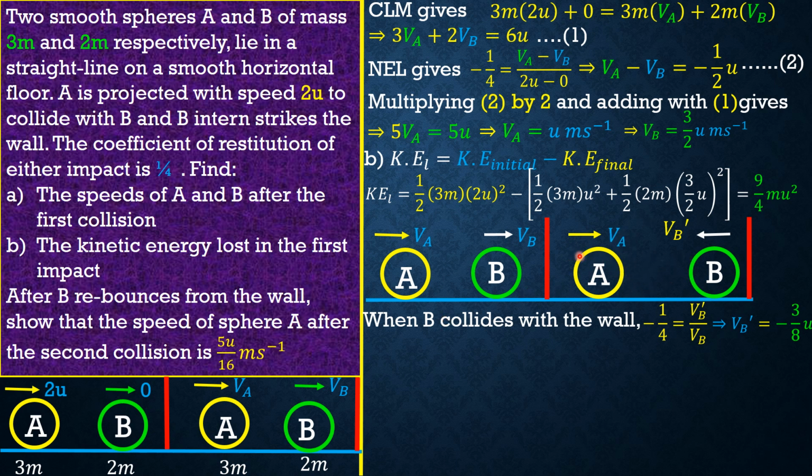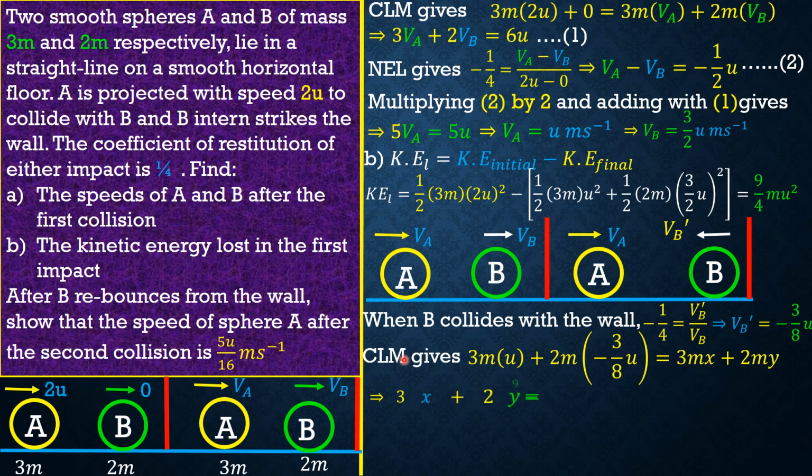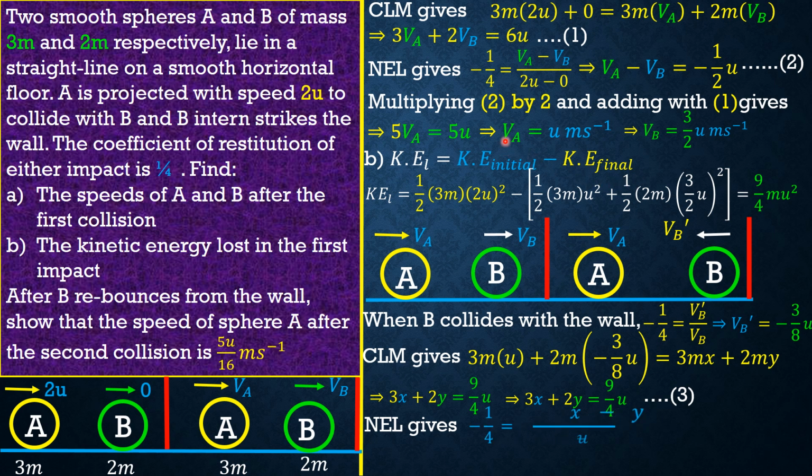When they collide now, friends, we can therefore apply our Newton's law of restitution, as well as the conservation of linear momentum. So let's start with the conservation of linear momentum, which is going to give us the momentum of A. The mass of A still remains 3m. Its initial velocity is VA, which has a value of u meters per second.